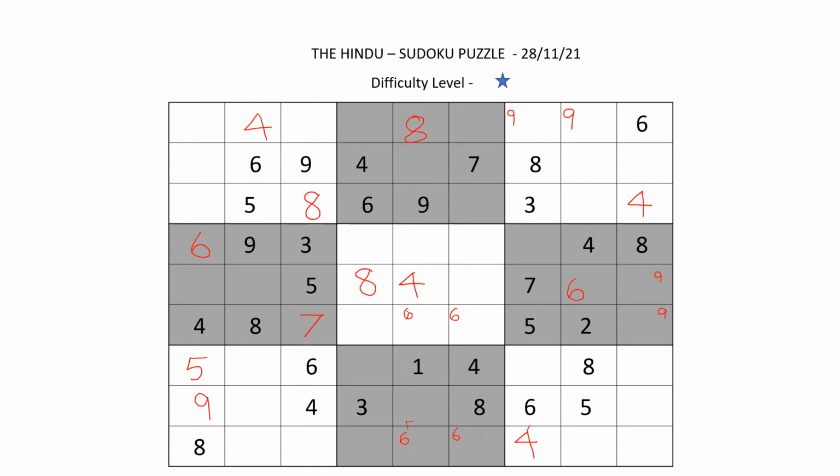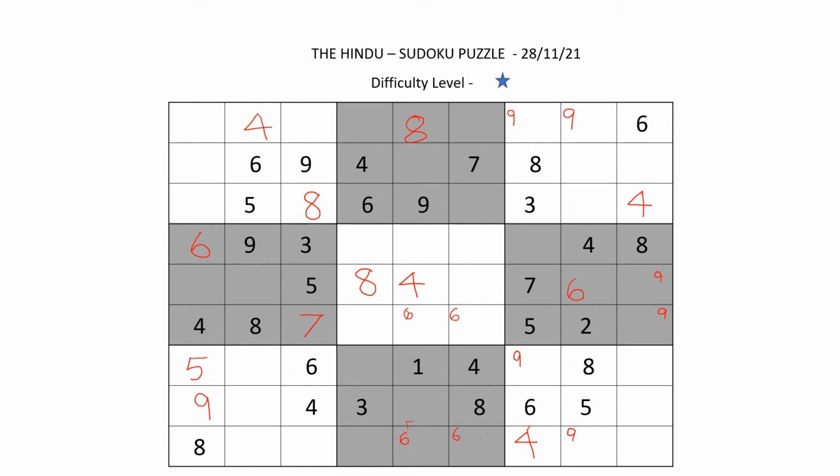Now there is an interesting observation here. This 9 blocks this entire row, right? When we have two 9s marked here, that means that these entire cells are blocked. They cannot have 9. That means these two empty cells can take a 9. Let's mark it. Fine. Now let's move on.